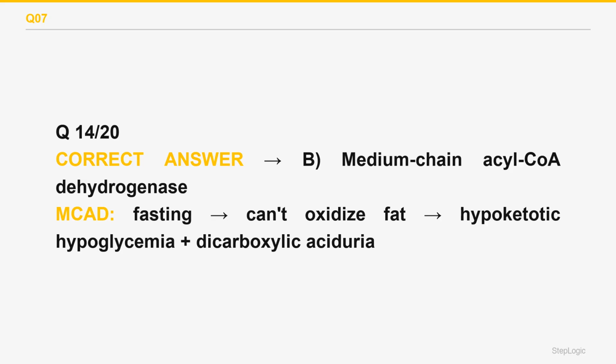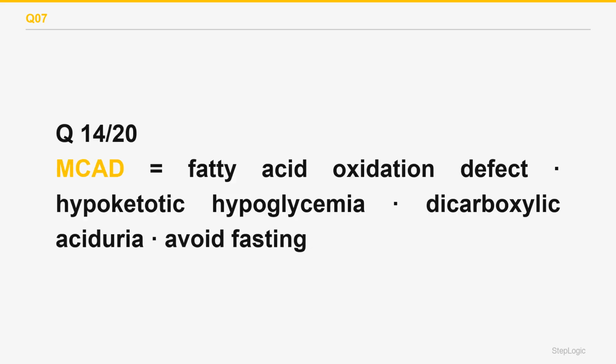The discriminating feature is hypoketotic hypoglycemia. In most causes of fasting hypoglycemia, the body makes ketones. The absence of ketones points specifically to a fatty acid oxidation defect, of which MCAD is the most common. These children are at risk of sudden death during fasting illnesses, so the management is simple but critical: avoid fasting and give glucose during illness. Low ketones plus dicarboxylic aciduria equals MCAD.